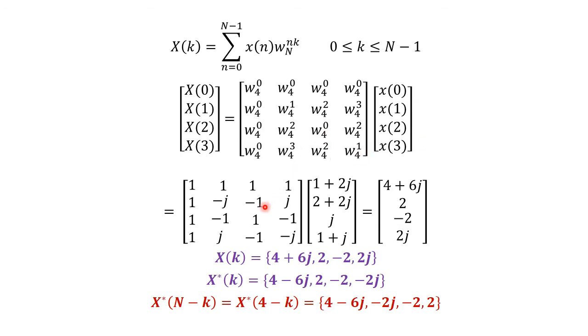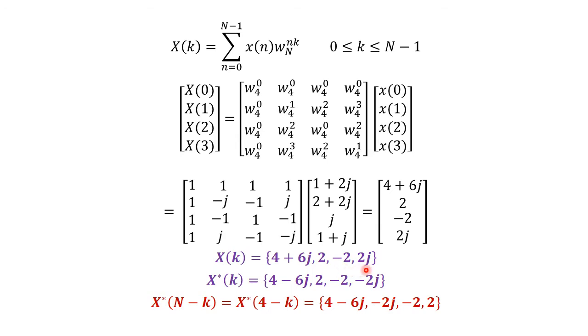So the twiddle factor values are represented here, and x of 0 to x of 3 values are represented here, and after matrix multiplication and simplification we are going to get this as the answer. So X of k will be equal to 4 plus 6j, 2, minus 2 minus 2j, we are going to get.